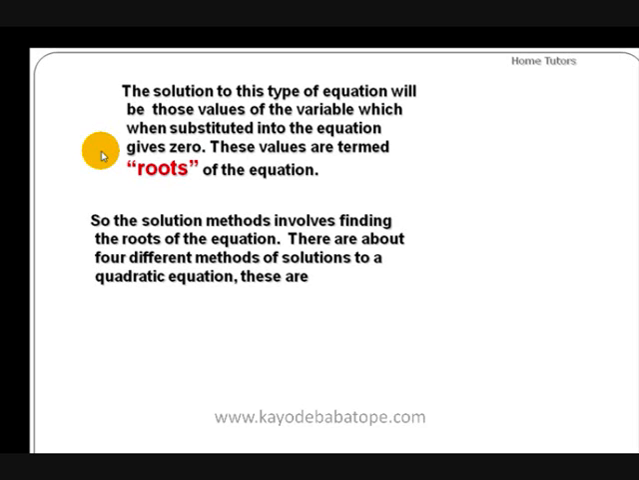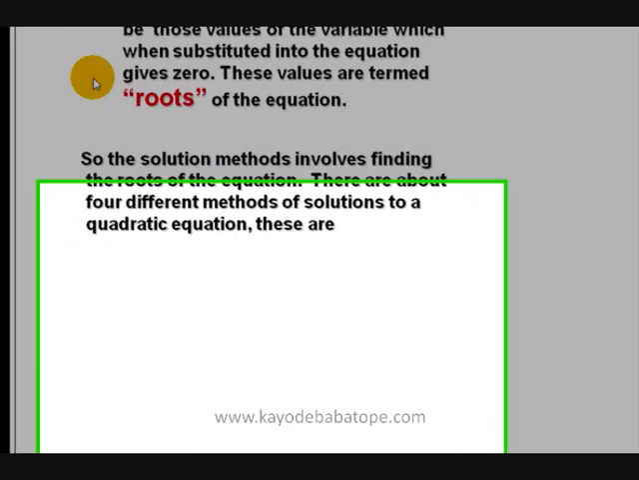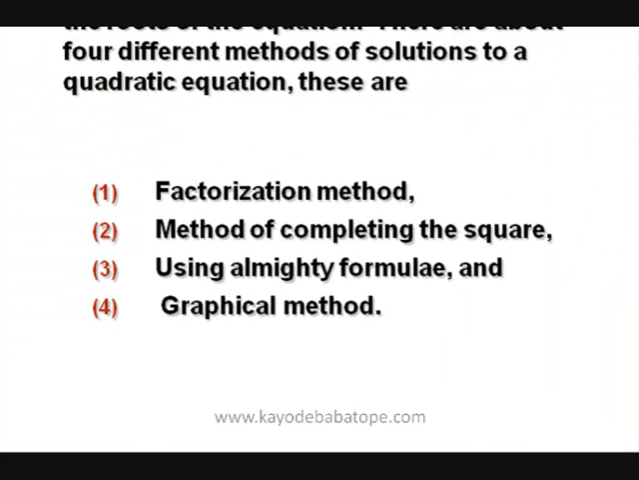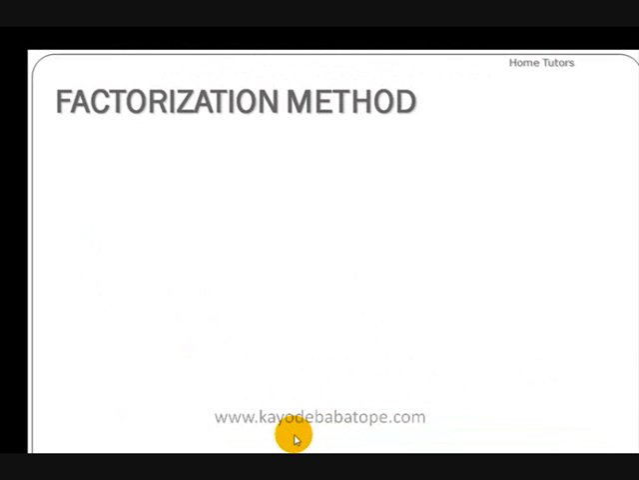So the solution methods of this kind of equations involves finding the roots of the equation. And there are about 4 methods of solutions to quadratic equation. These are the factorization method, the method of completing the squares, using the almighty formula, and then lastly, the graphical method. Firstly, let's start with the factorization method.